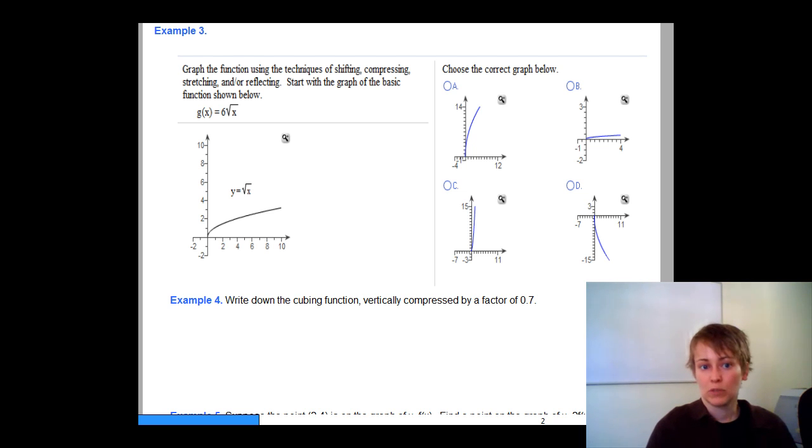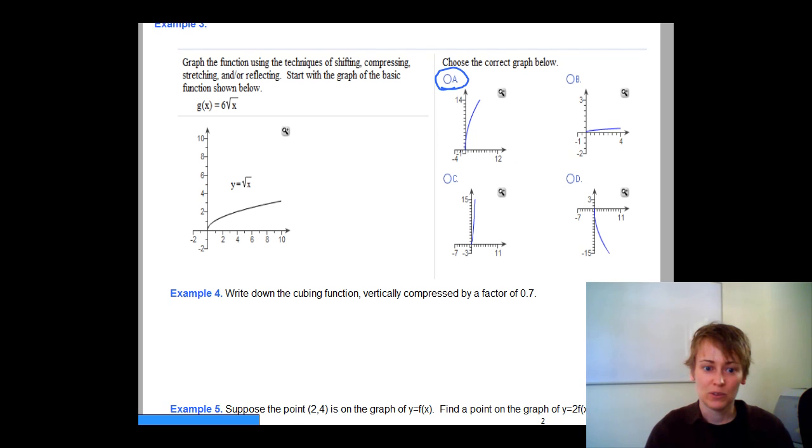Okay, example 3. This is very similar to your homework. It's a multiple choice question. Graph the function using the techniques of shifting, compressing, stretching and/or reflecting. We haven't done reflecting yet. Start with the graph of the basic function shown below. So remember, it says 6 times the square root of x. So I want you to remember that when you have a number larger than 1, it makes it stretched up, okay? So we basically just need to pick off the answer choice where this is going to go up a bit. And the only answer choice that does that is choice A, okay? The others don't work.